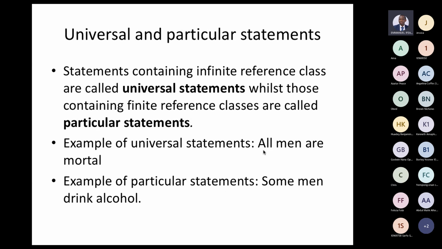Then there's a distinction between universal and particular statements. Statements containing infinite reference class are called universal statements, whilst those containing finite reference classes are called particular statements. Example of universal statements, all men are mortal. Example of particular statements, some men drink alcohol. So the universal statements are the ones containing the infinite reference class. The particular statements are the ones containing the finite reference class.